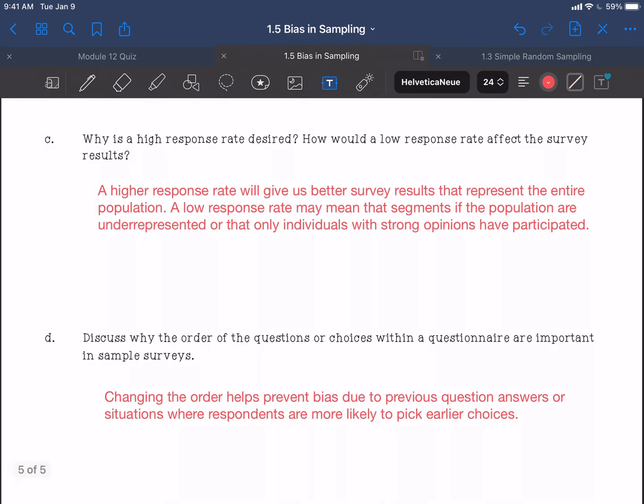And then part D, discuss why the order of the questions or choices with a questionnaire are important. In sample surveys, changing the order helps prevent bias due to previous question answers or situations where respondents are more likely to pick earlier choices. So if you mix it up a little bit, you're just going to get different responses from everybody, and it would make a more accurate survey. And there you have bias in sampling.